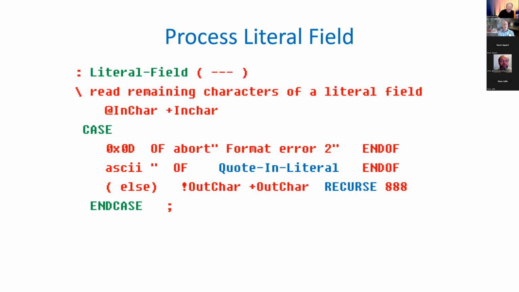In processing the literal field, again, a similar case statement. In this case, the first thing it's looking for is the 0D, which is end of line. In this case, it is not allowed. It's unexpected. So in this case, we get an abort with a message that a format error 2. If we get an ASCII double quote, then we realize we have a quote in the literal stream, and so we move to a state to analyze that. Otherwise, it's literal. Here in this case, we take the current character and put it into the output buffer, and we recurse and we continue analyzing the literal field. And again, the 888 is the dummy to make end case happy.